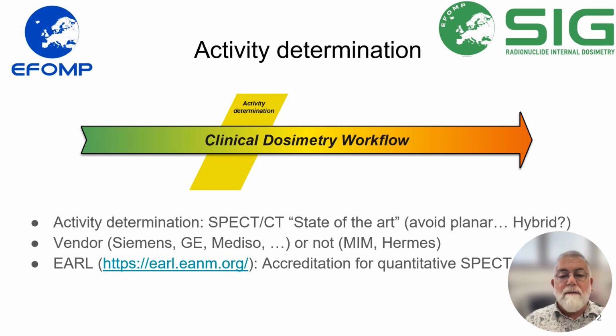I would say that SPECT-CT is probably state-of-the-art these days, so try to avoid planar imaging, because it's difficult to have quantitative imaging with planar imaging. The question can be raised for hybrid. We will see later that you can have accurate results, but usually the same hybrid procedure where you have several planar associated to one SPECT-CT that is considered more quantitative, is highly variable from one center to another center.